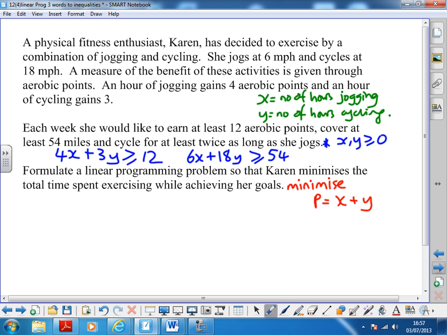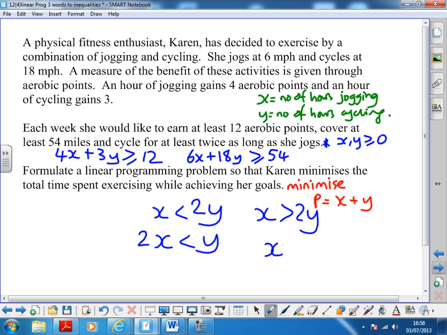Oh, and cycle for at least twice as long as she jogs. Or maybe it's cycles. Okay, something to do with an x, a y, and a 2. And an inequality. Yes. Okay, this is hard.